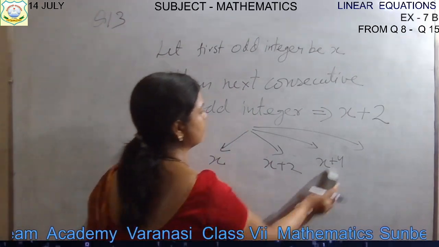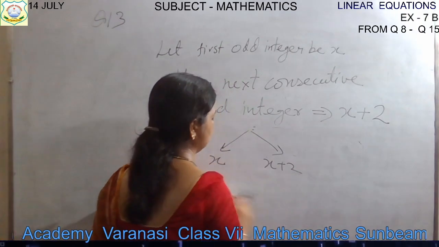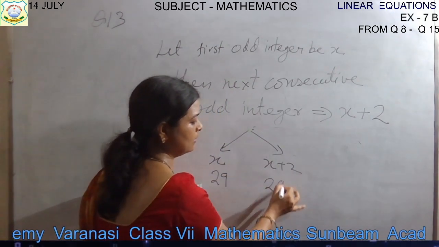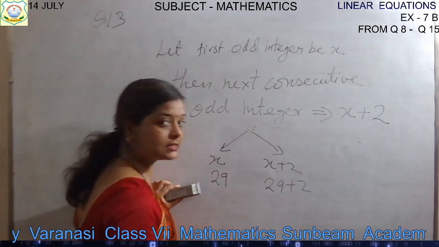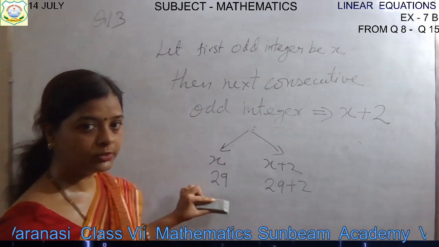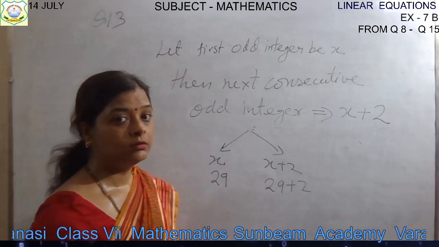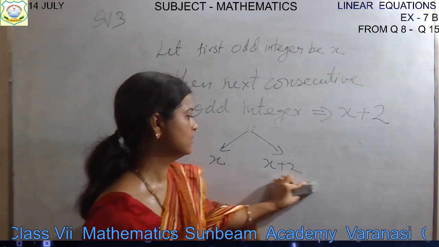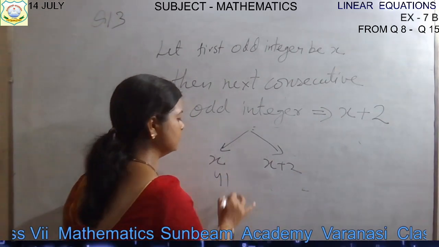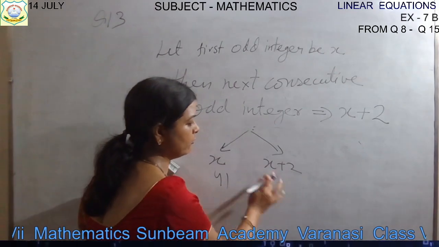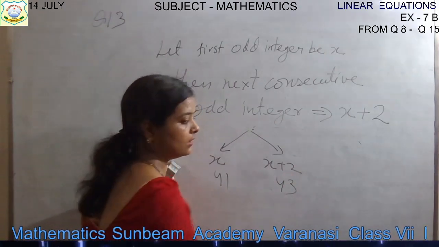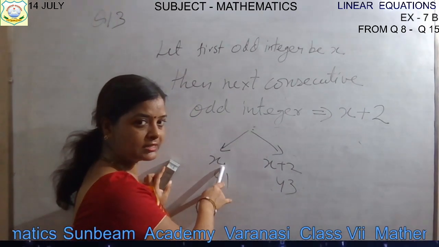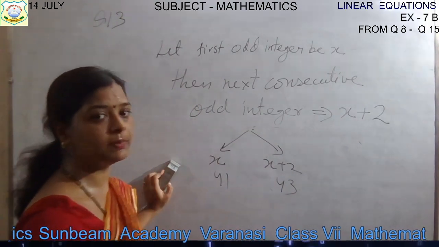But we are talking about only 2. Let's see. If the first number is 29, then the second number will be 29 plus 2, that is 31. Yes. After 29, 31 is the next or consecutive odd integer. If you take 41, it is an odd number. So the next one will be 41 plus 2, that is 43. So that's why we have chosen the first number as x and the second one as x plus 2.